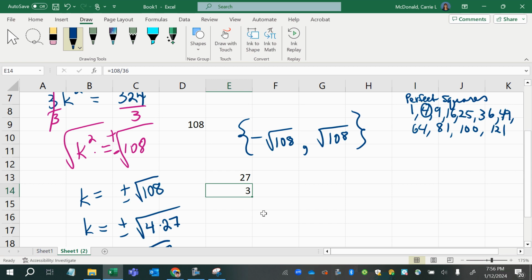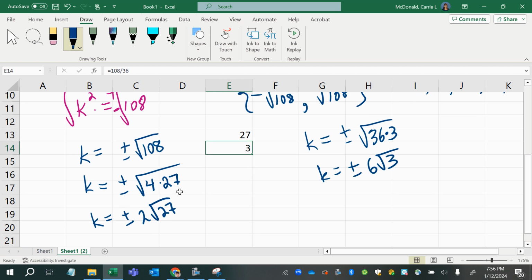So that's another path I could have taken. I could have said k is equal to plus minus the square root of 36 times 3, and then the square root of 36 is 6, so I could have written it like that, okay? However, I didn't do that. I didn't use 36. I first used 4, and I ended up here, but it's not too late to get to the right answer. Now that I realize that 9 divides evenly into 27, right?